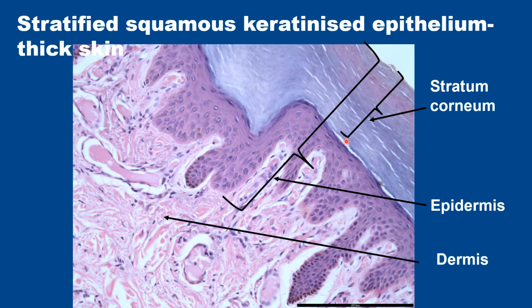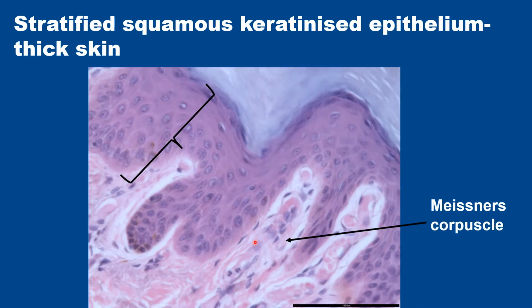One can identify the thick stratum corneum, and up to the projections of the epidermal pegs. This is the epidermis, and deep to it is the dermis, and the projections of the dermis into the epidermis are the papillary layer of the dermis.